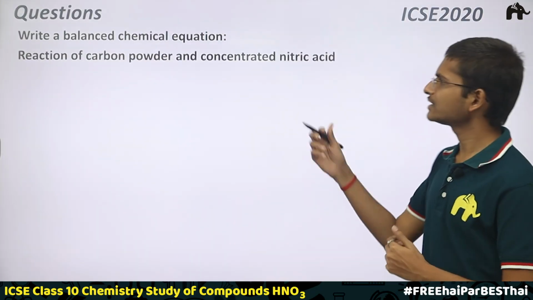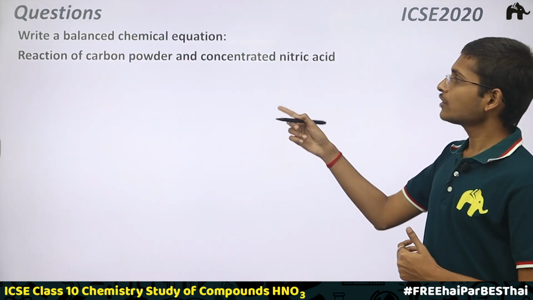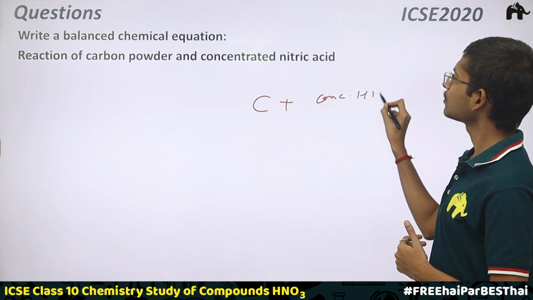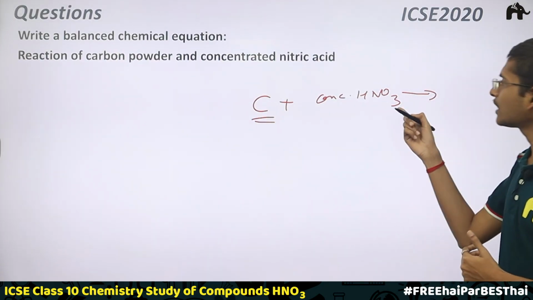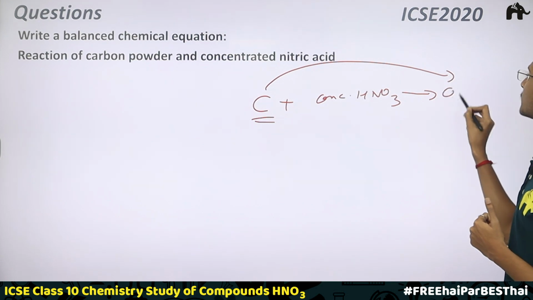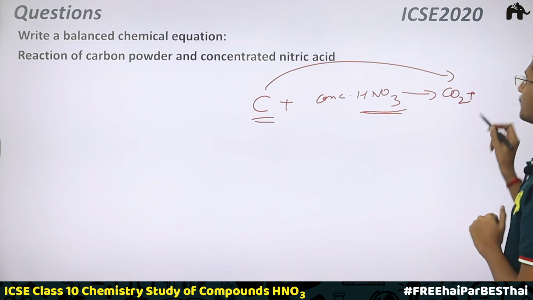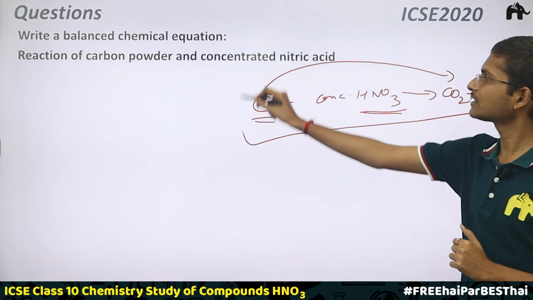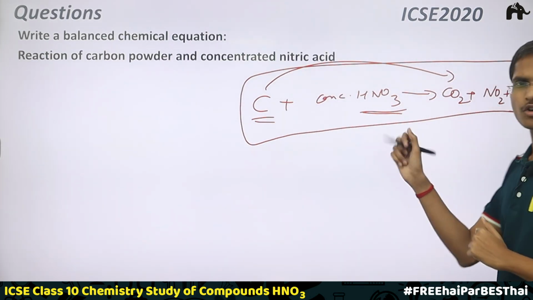Now let's see the next one, the last question. Write a balanced chemical equation for the reaction of carbon powder and concentrated nitric acid. We know carbon is a non-metal, and we have studied the oxidizing properties of nitric acid. So it oxidizes the carbon to carbon dioxide, and the rest is NO2 and H2O. That's it, this is the reaction. Now you need to balance this reaction. It's very simple, you can balance it on your own as well.